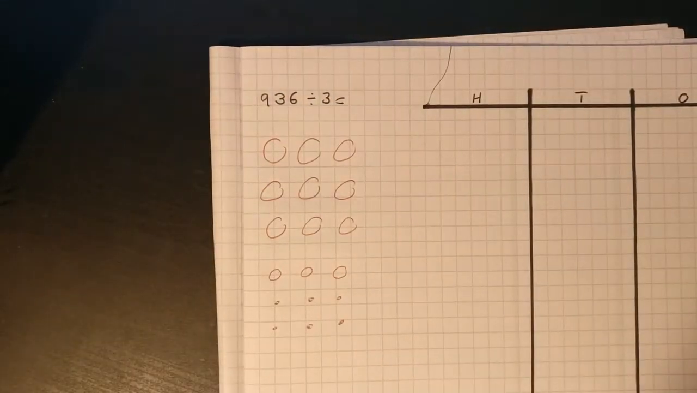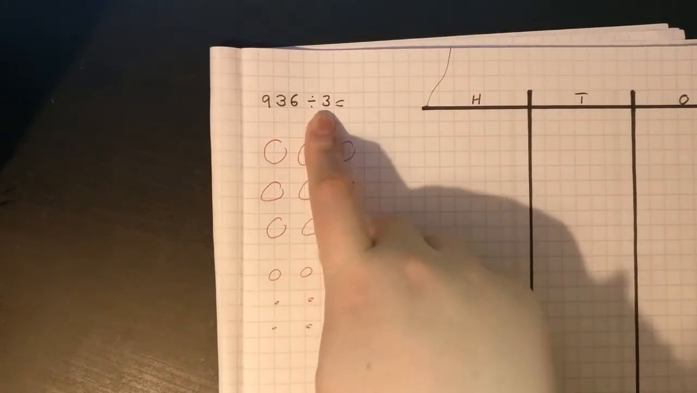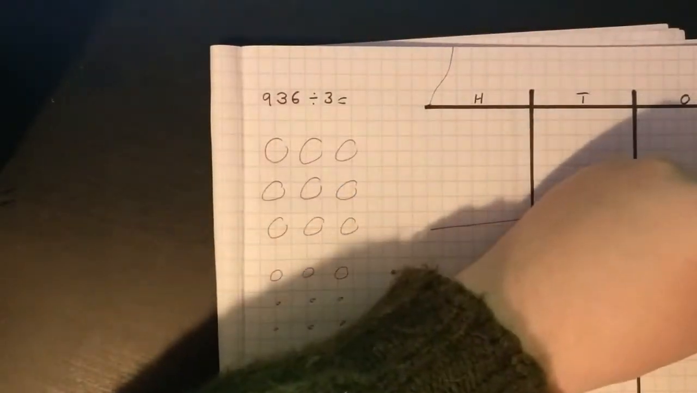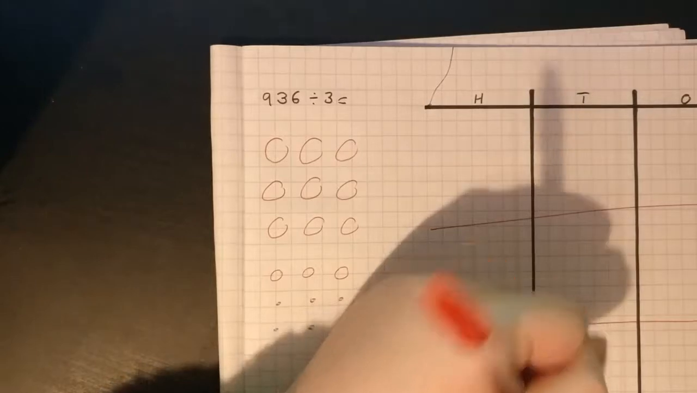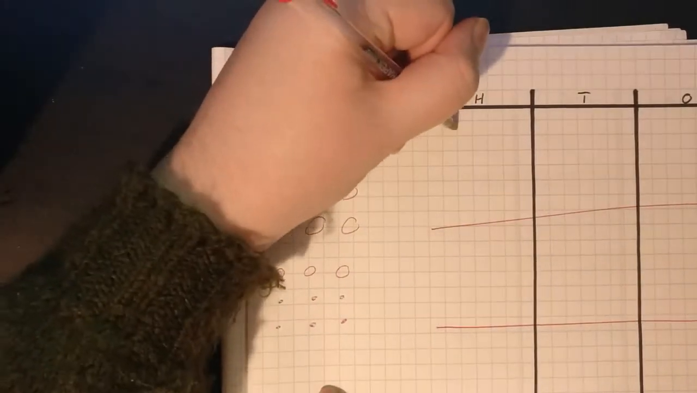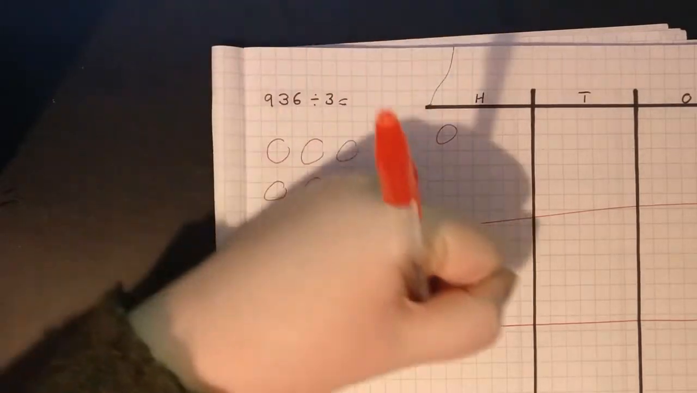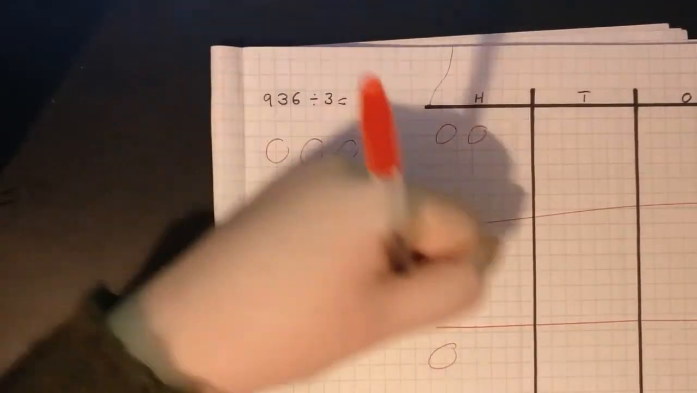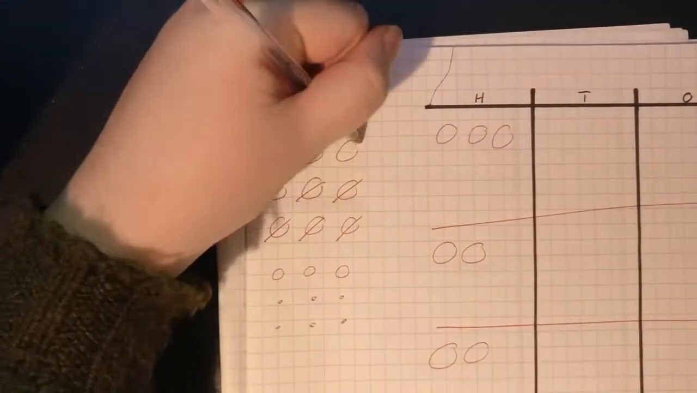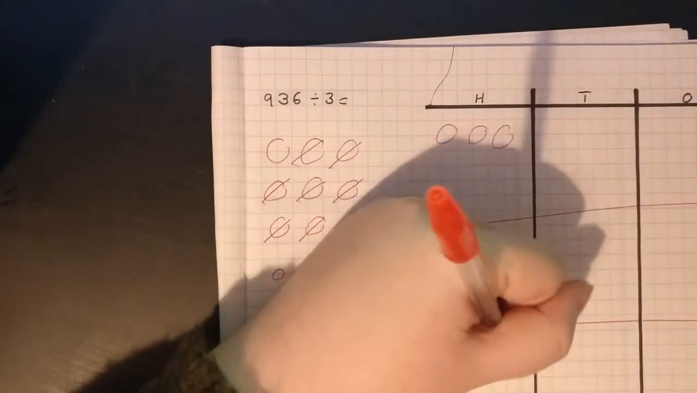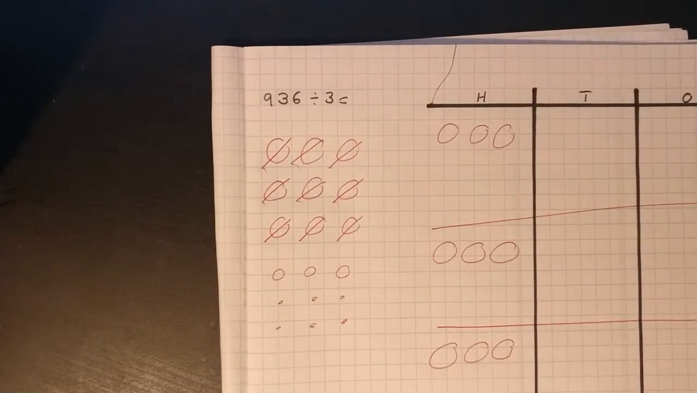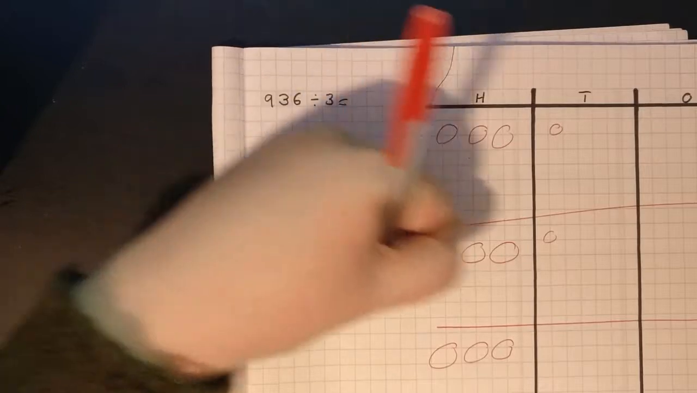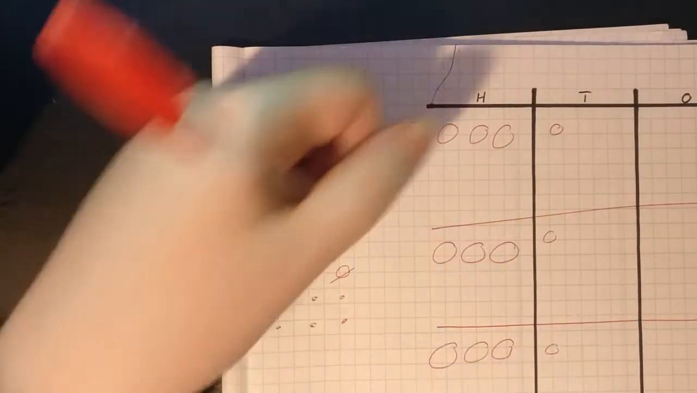So now I've drawn them out, I'm going to share them equally into 3 rows because we're dividing by 3. That's our divisor. So one group here, another group. So 1, 2, 3. So let's start with our hundreds. And you can see each time I share one, I cross it out so I make sure that I don't accidentally share it twice. So I've shared out all my hundreds. Let's share our tens. And our ones.